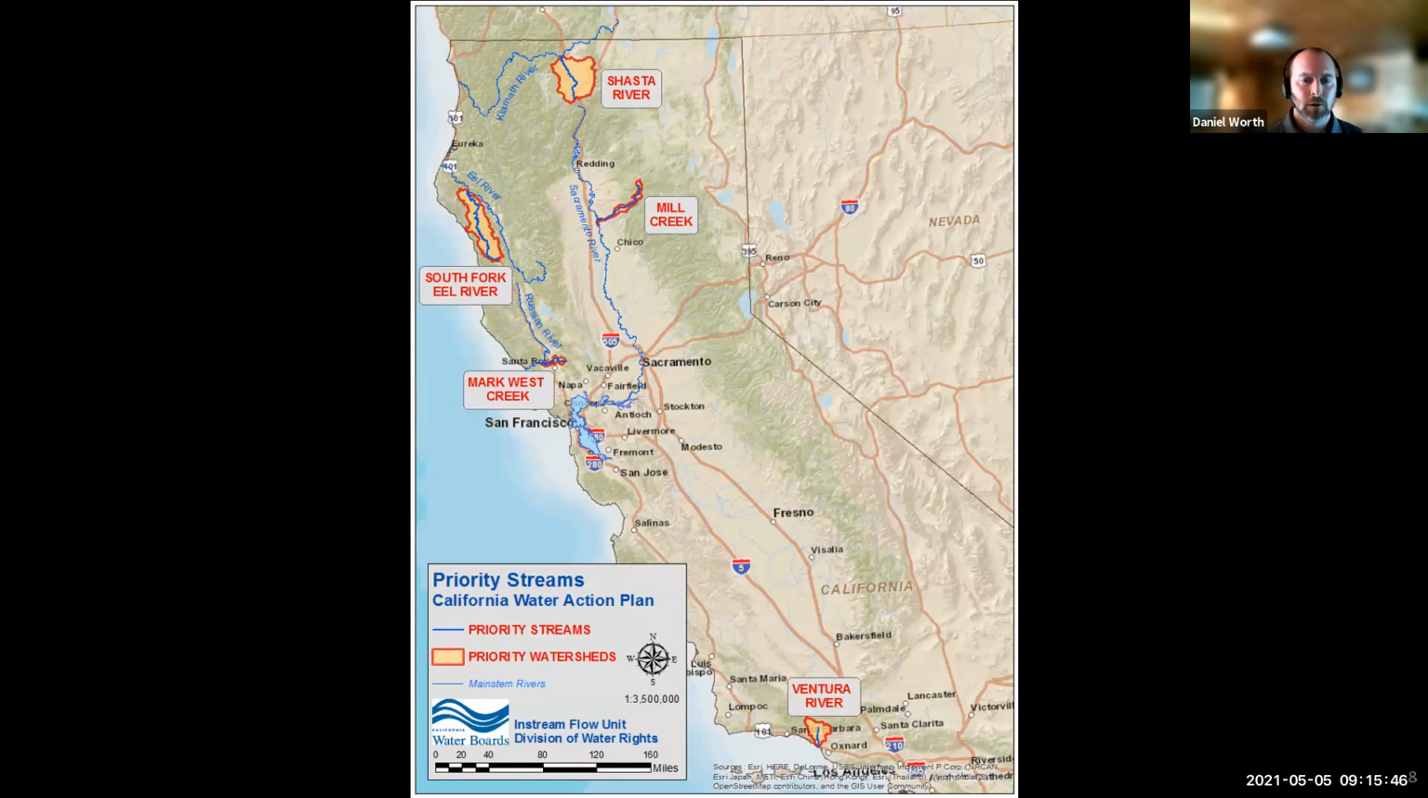The Instream Flows unit, which Kevin and I are part of, is working on 4 of these watersheds, and the 5th watershed, Mill Creek, falls within our Bay Delta program efforts. Next slide, please.